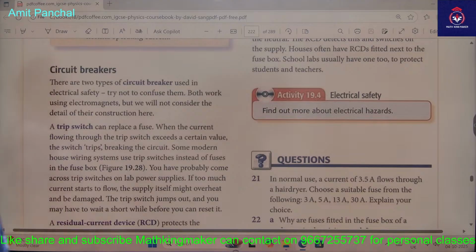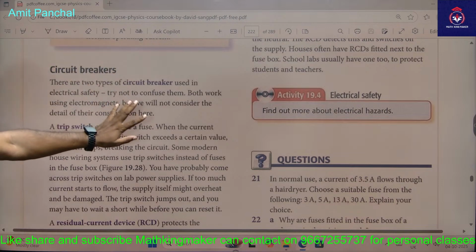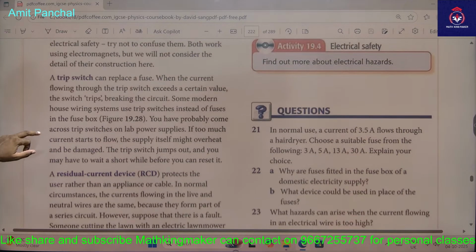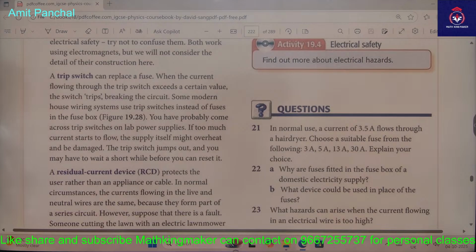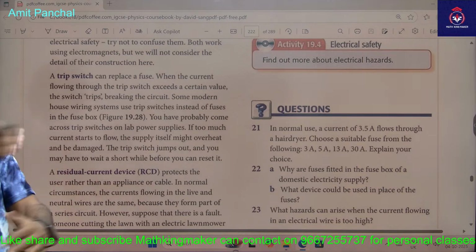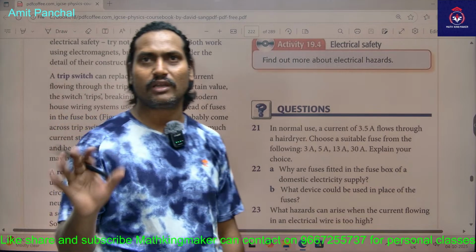There are two types of circuit breaker used in electrical safety. Try not to confuse them. Both work using electromagnets. We will not consider the details of their construction here, but a trip switch can replace a fuse. So that is an advanced version of a fuse. If you have excess current, it will trip off, meaning it will go off automatically.